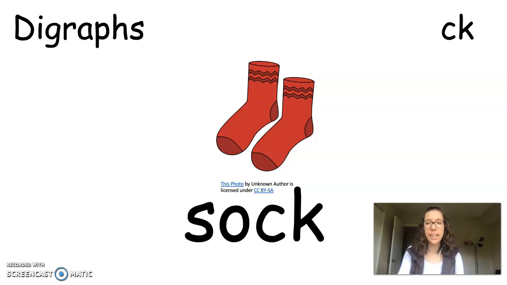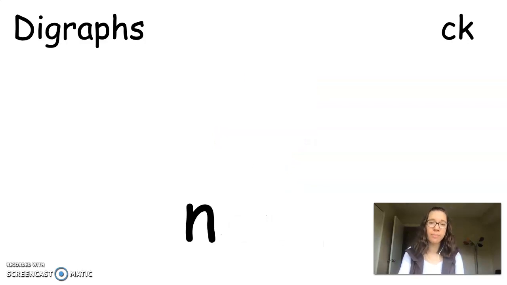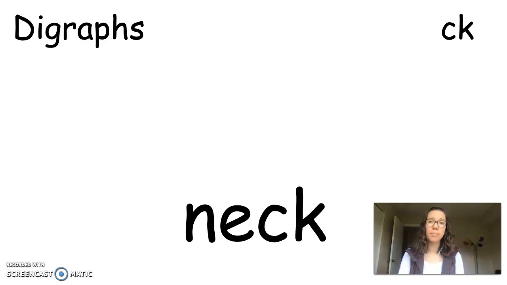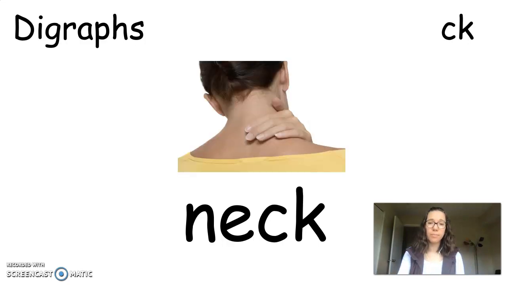Let's do one more CK example. N, e, k. N, e, k. Neck. Really good job. So your neck. Again, that CK is at the end. It is still saying its k sound. This word has four letters, but only three sounds. Remember that digraph is two letters that make one sound.